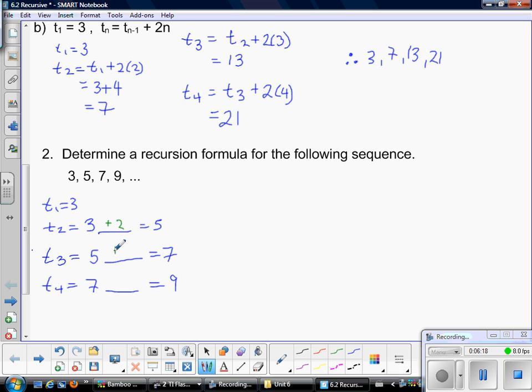So then how do I write my formula? I have to have t1 equals 3, because I have to give them that. And I also have t sub n equals the term before, which is t sub n minus 1. And what did we do to the term before each time? We added 2. So it's that simple.